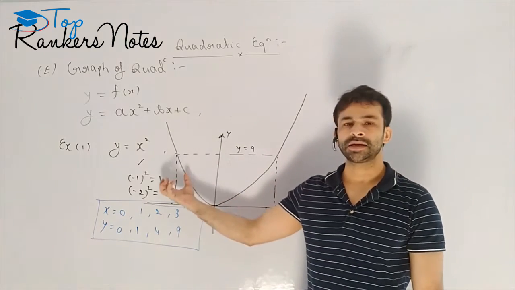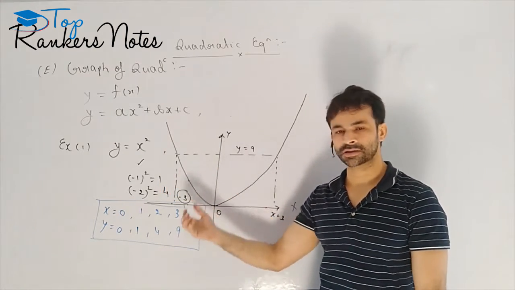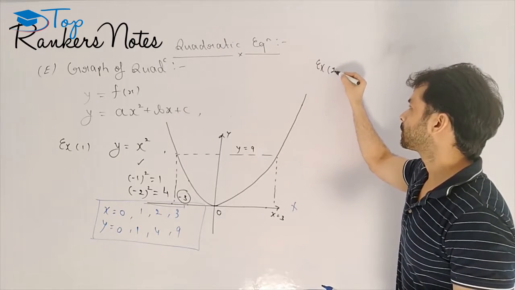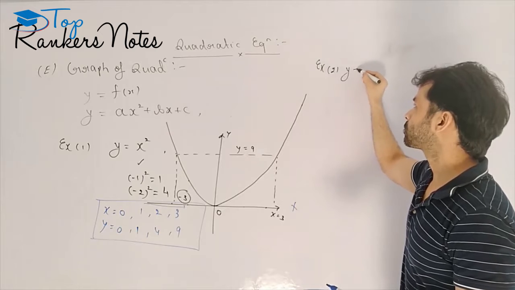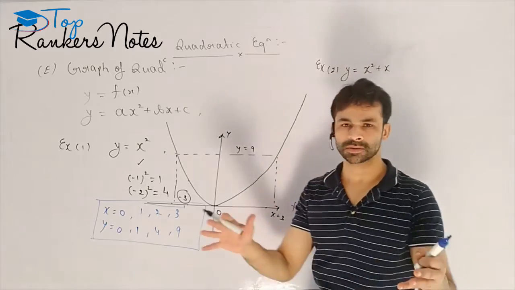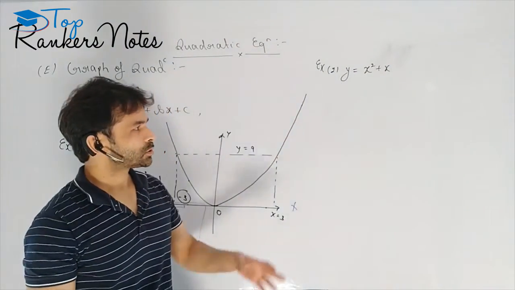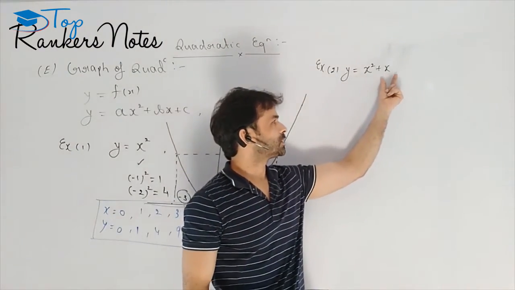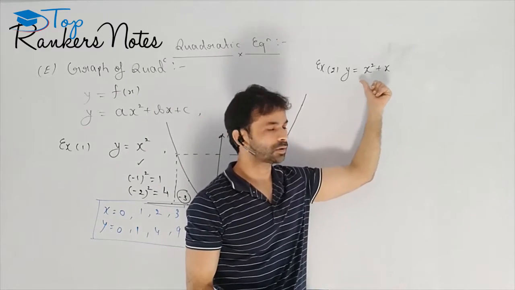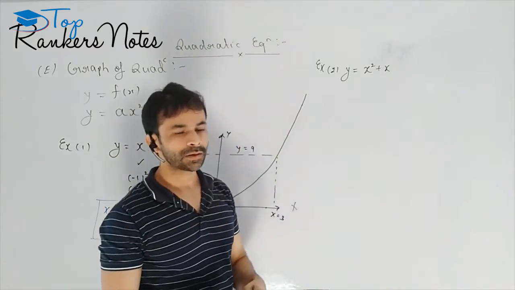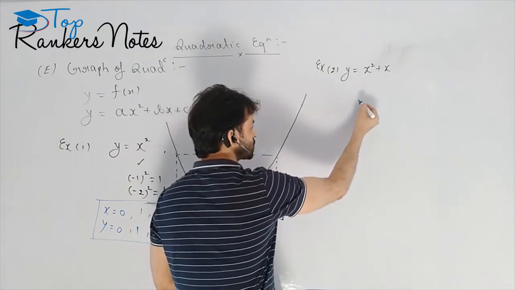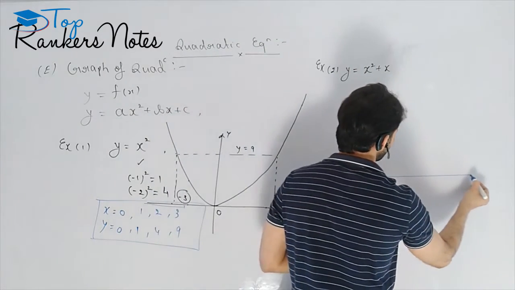So for your understanding, we have drawn this graph y is equal to x square. So now I am changing a bit. Let's say I have to draw y is equal to x square plus x. Okay, right? So now I am taking the term of x also. Earlier it was x square only. Okay, now x also we have, right? So now you have to draw this graph. So how to think? How to start? How to think?